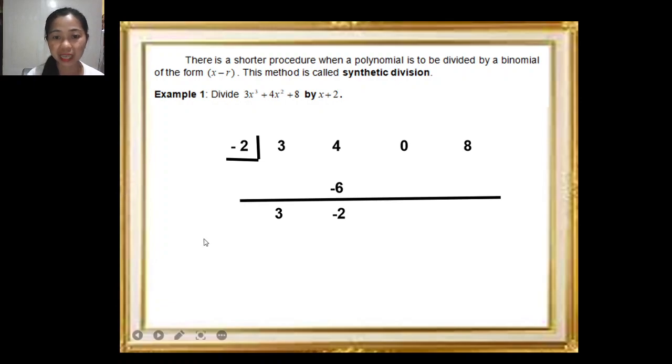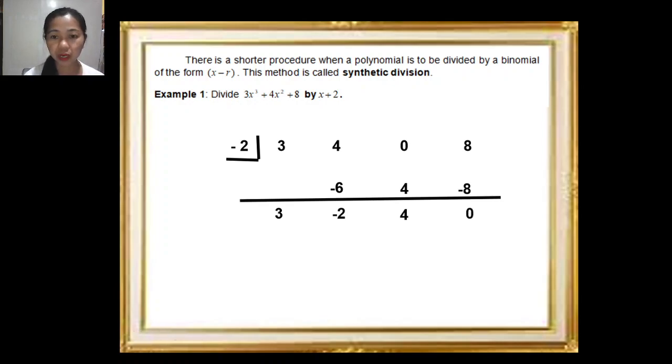Then repeat the process. Yung number ulit sa third row, i-multiply natin doon sa r. Meaning, we have negative 2 times negative 2 is equal to positive 4. Sulat ulit natin doon sa next column. And then add 0 plus 4 is equal to 4. And then multiply again the number in the third row, 4, to our value of r, negative 2. We have 4 times negative 2 is negative 8. And then add 8 and negative 8 gives us 0.